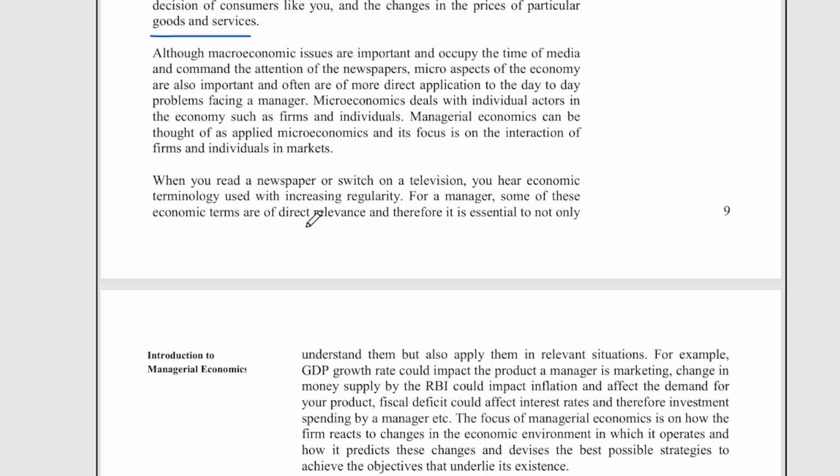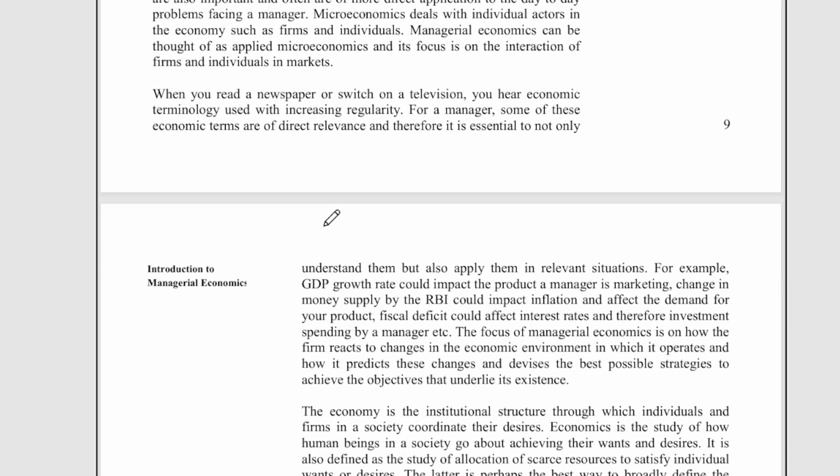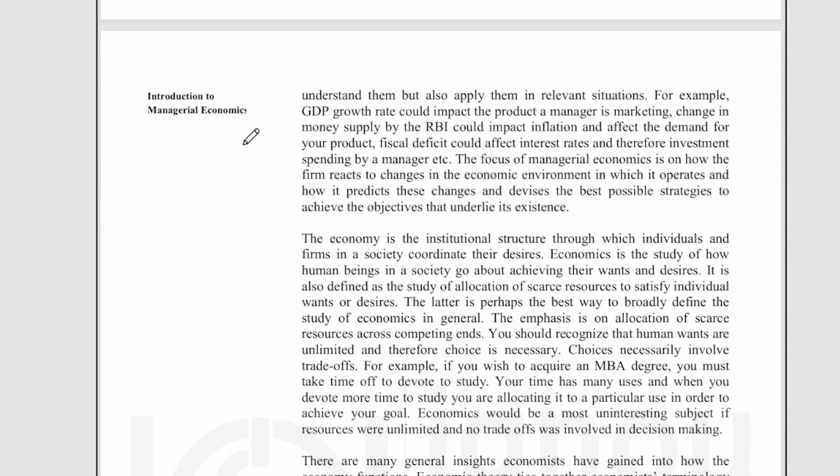Managerial economics can be thought of as applied microeconomics, and its focus is on the interaction of firms and individuals in markets. When you read a newspaper or switch on television, you are hearing economic terminology used with increasing regularity. For a manager, some of these economic terms are of direct relevance, and therefore it is essential to not only understand them but also apply them in relevant situations.